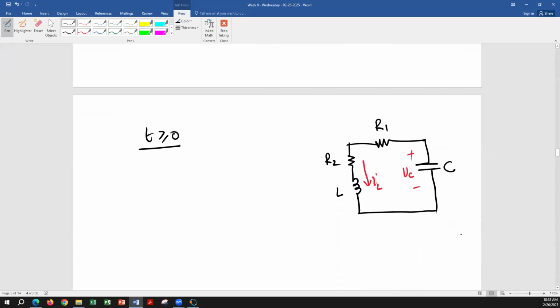Okay, now the damping type first. So let's calculate the damping type. Of course, the resistance is going to be the combination of both R1 and R2. In this case, equivalent resistance R1 plus R2, L and C. Okay, so let me copy these results that I have.